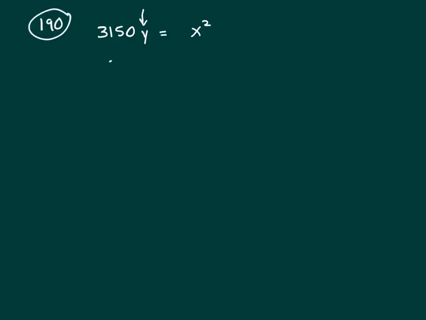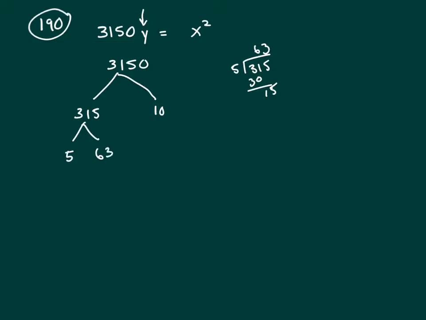So what you need to do first is break 3150 down to prime factors. Well, that's 315 times 10 for sure. And then 5 will go into 315. That's 6 times 5 is 30. That's 15. That's 3. So that's 5 times 63. Of course, 10 is 5 times 2. And 5 is prime. 63 is 9 times 7.